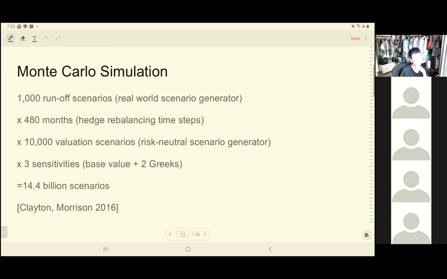So let's suppose that we have 1,000 runoff scenarios. Those are the scenarios that have to do with the policyholder behavior. And then we've got some number of hedge rebalancing time steps. And then we run a bunch of these valuation scenarios that talk about how the underlying equity is moving. If we then want to estimate both the base value and also 2 Greeks, that's 3 times, we end up with 14.4 billion scenarios.